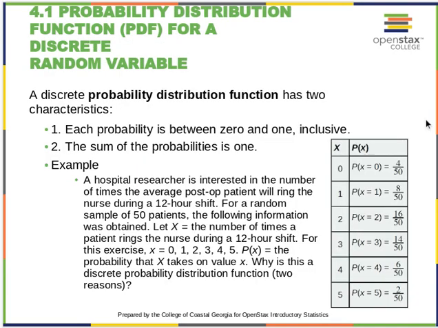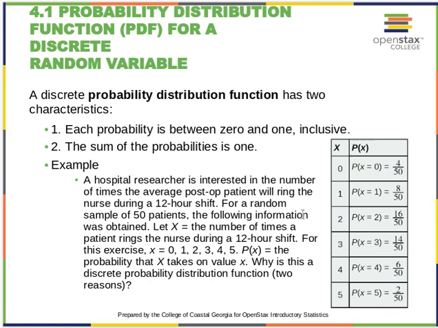But let's talk about a discrete probability distribution function with 2 characteristics. Each probability is between 0 and 1, including 0 and 1, and the sum of all the probabilities is equal to 1. So as we see here, 4 over 50 plus, add all these up, you're going to get 50 over 50. Now, this is a chart that's going to be super helpful with this, and we're going to translate this chart into a histogram and describe how we get to a distribution.